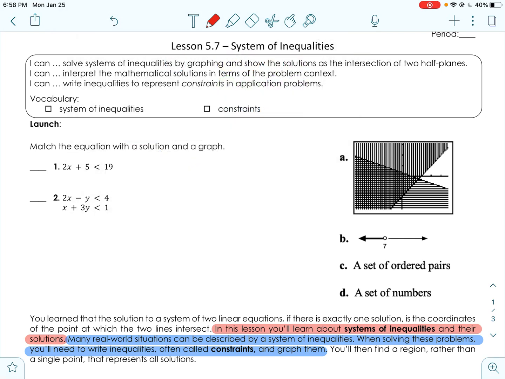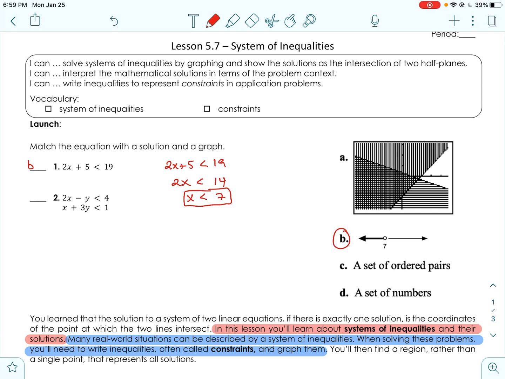So in this warm-up, it is asking you to take each of these equations, so 1 and then 2, and match them with the correct solution and graph. So in the first problem, you'd have 2x plus 5 is less than 19. You subtract 5, you get 2x is less than 14. And then after you divide by 2, you get x is less than 7. So you can see that the correct way to represent the solution would be B, when it says x is less than 7, with the open circle next to the 7 and shaded to the left.